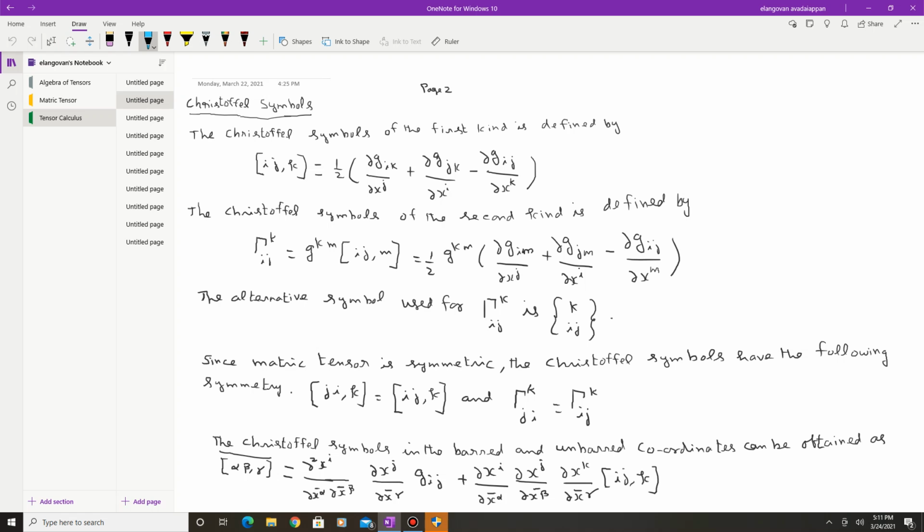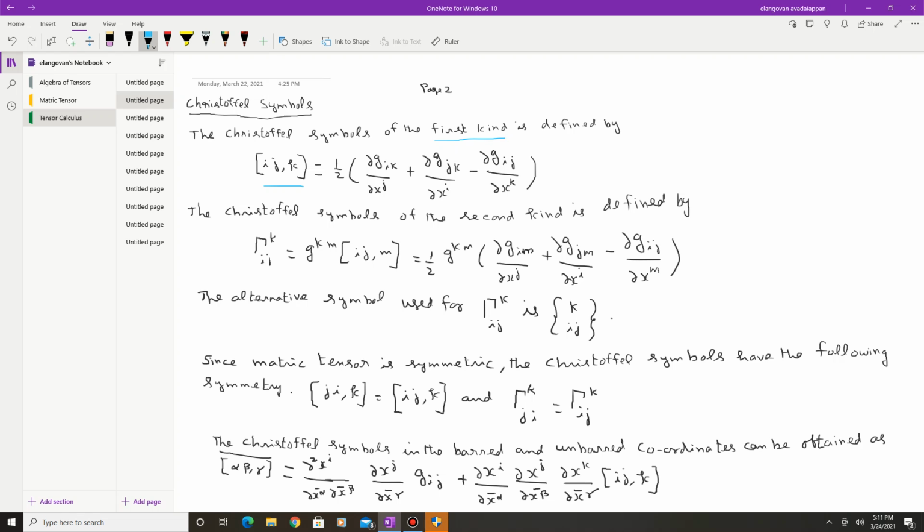The Christoffel symbol, there are two types of symbols. One is Christoffel symbols of the first kind. So this is the first kind. The first kind is defined by three index symbols, i, j, comma k within the box. This is one type of symbol.